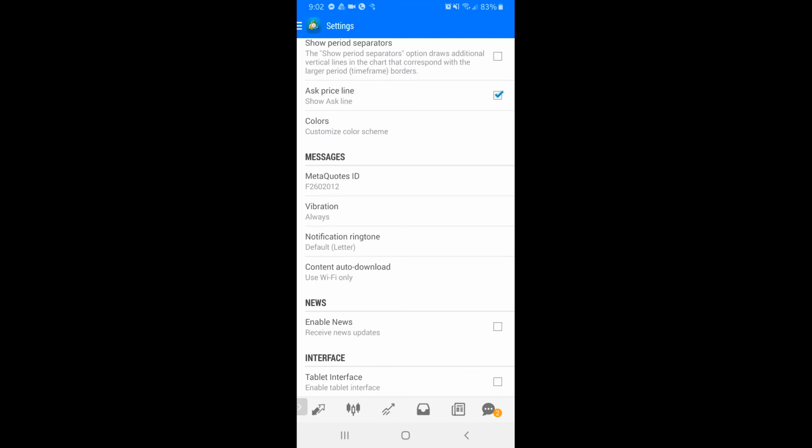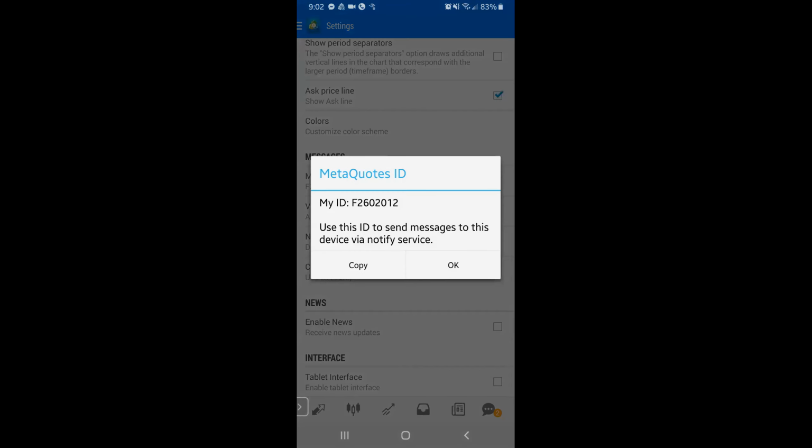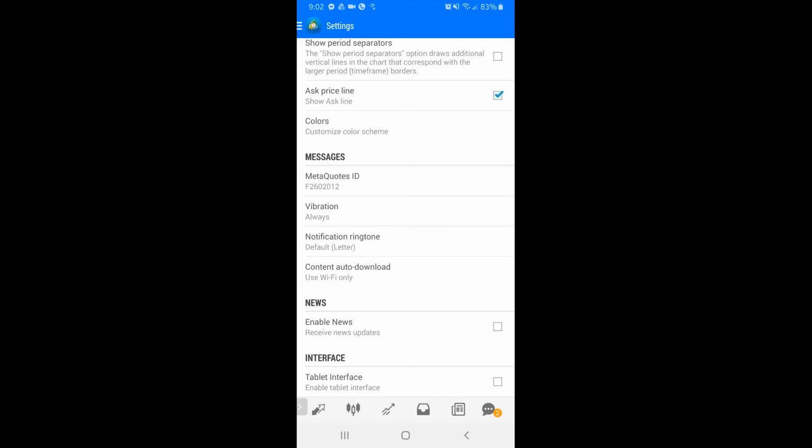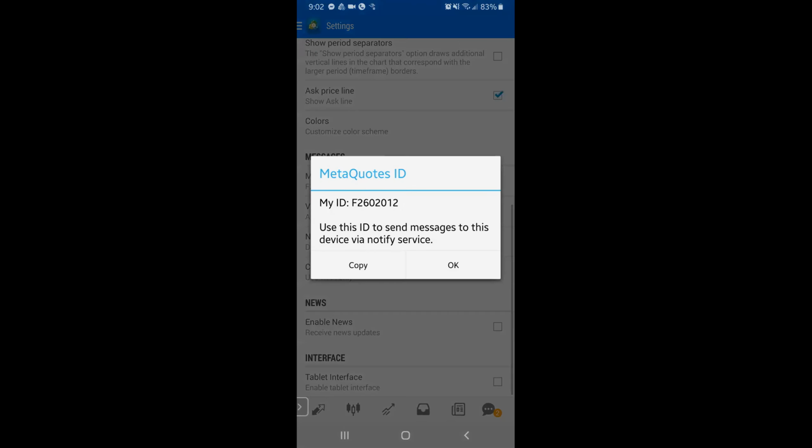And here it shows you your Meta Quotes ID. All I did was tap it under messages. It says Meta Quotes ID. When I tapped it, it kind of enlarges it for me. So that's my ID for my app, F2602012. So that's the number you want to write down, those letters and numbers, because now this is what you're going to have to take and put into your computer version of Metatrader4 to connect it. It needs this number.